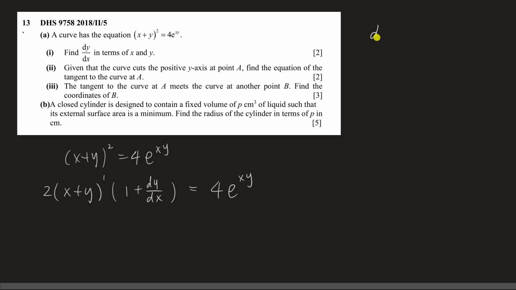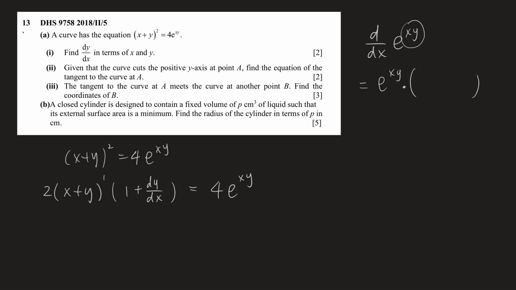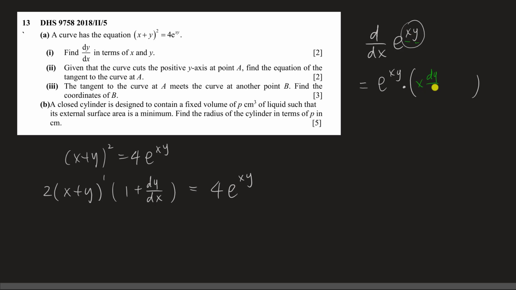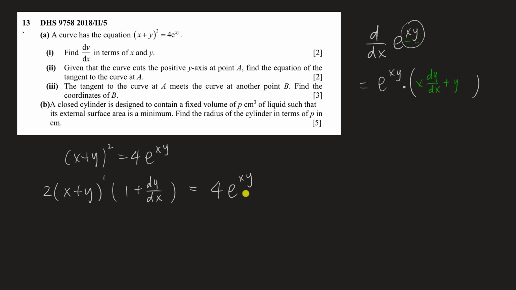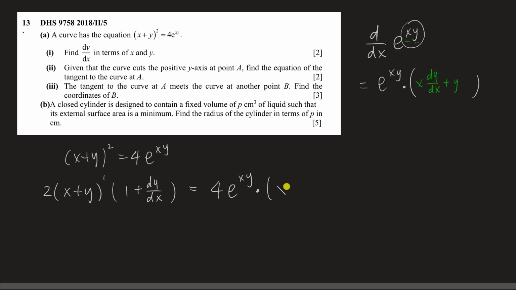Copy this, right? Because differentiating e to the power of xy would be copy and multiply by the differentiation of xy, right? So to differentiate xy, we have to make use of product rule. We hold x, we differentiate y, plus we hold y, we differentiate x, which is just 1. So this would be the answer. So e^(xy) times x dy/dx plus y.